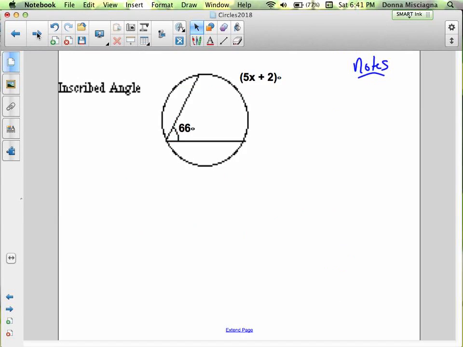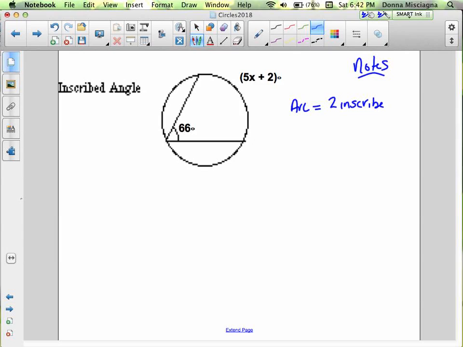All right, this time we are looking for the arc, because the arc has the variable. So remember, you don't have to write this part down because it's in your notes already, on that same page. The arc is equal to 2 times the inscribed angle. It's either right on the page or you wrote it on the page. All right, so now let's use that formula. So the arc, 5x plus 2, is equal to 2 times 66.